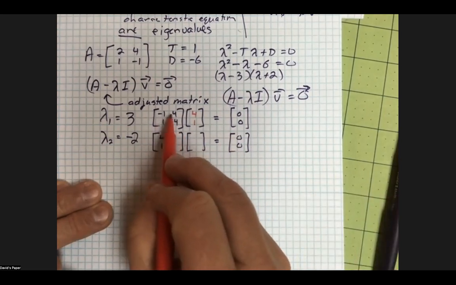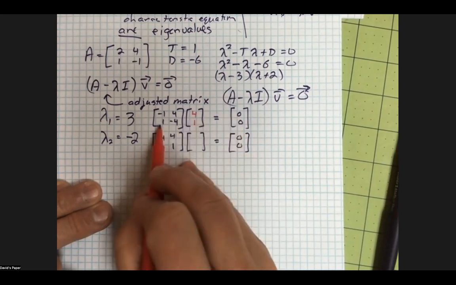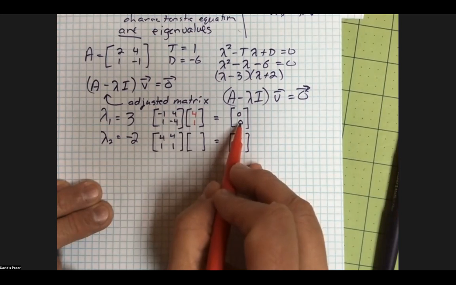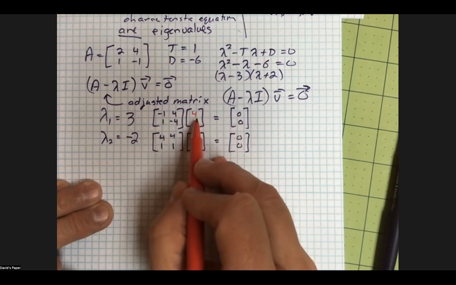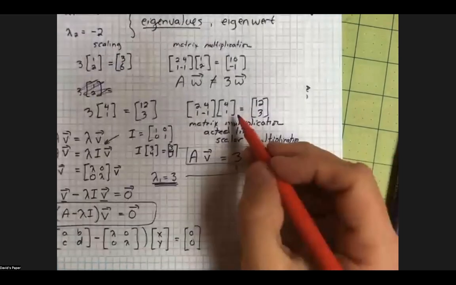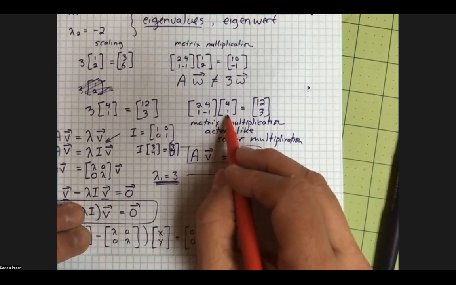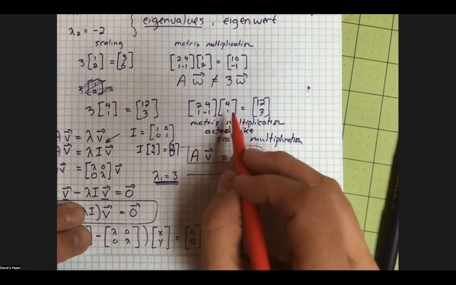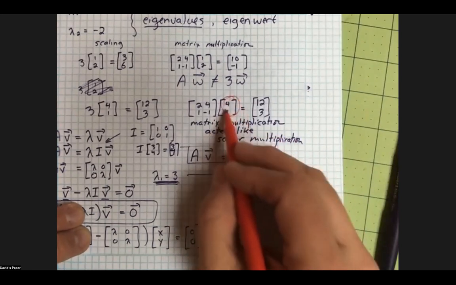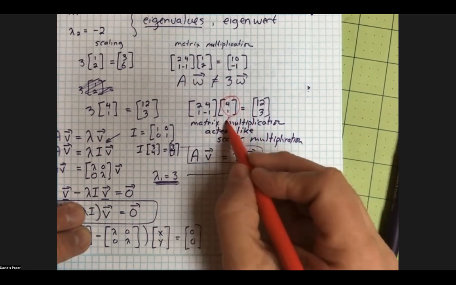Multiply minus one, four times four, one. You get negative four plus four is zero. Multiply one, minus four times four, one. You get four minus four is zero. Here's the vector 4, 1 that I seemingly randomly plucked from the air earlier. Do you see the vector 4, 1 was not a random vector? It belonged to the 3.